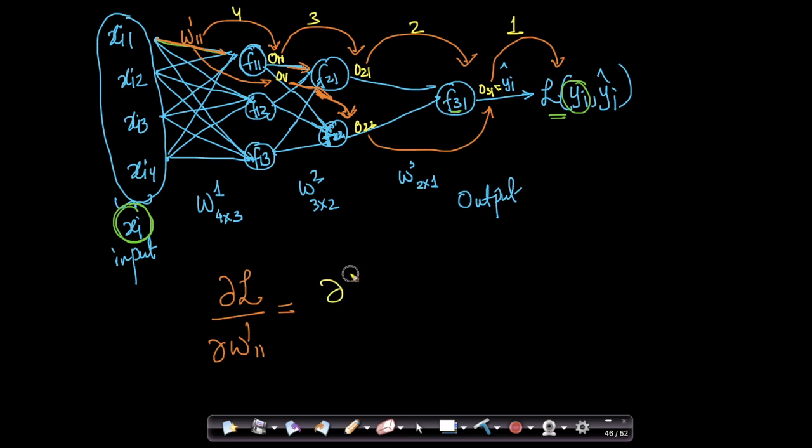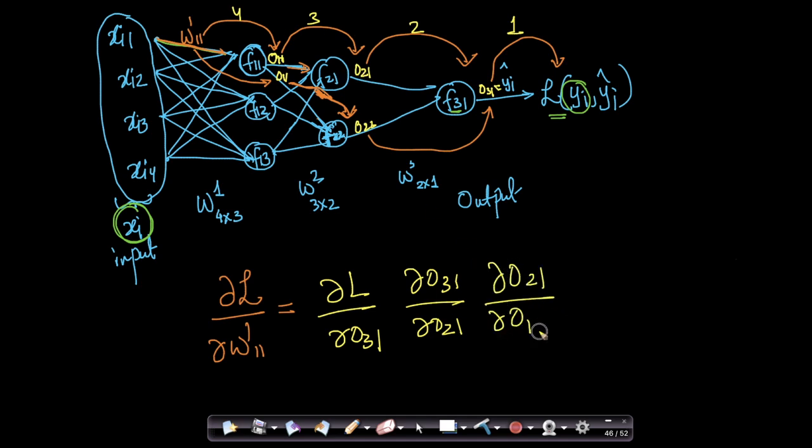Derivative of L with respect to O31. This is step 1. O31 with respect to O21, and O21 with respect to O11. Simple? Okay, so let's write this. It's a slightly tricky one here. So let's write it this way. Take it step by step actually. That will make the problem fun.